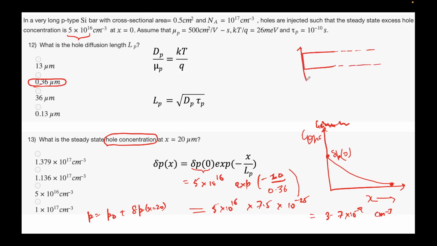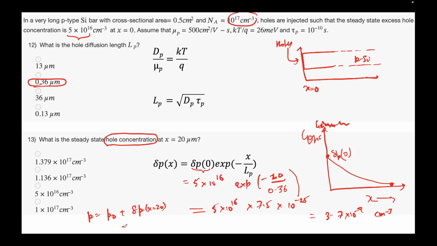And from this is x equal to 0. We are injecting holes from here. This is x equal to 0. Okay, this is p-type silicon. So what we are doing is that this p naught is given to us over here, 10 to the power 17, and we are at room temperature, so we assume all of them are ionized.